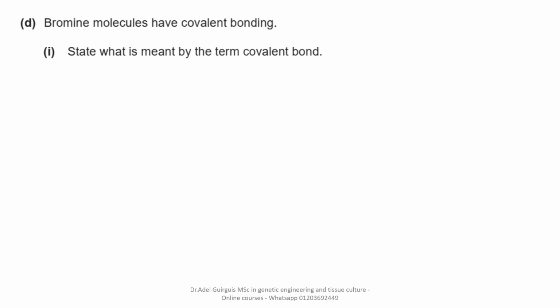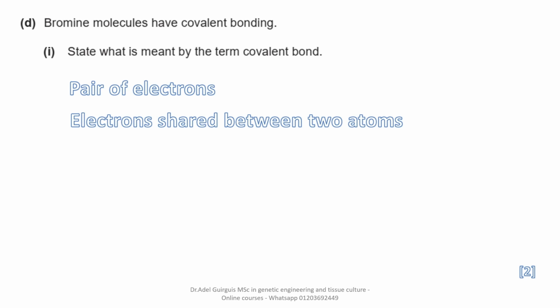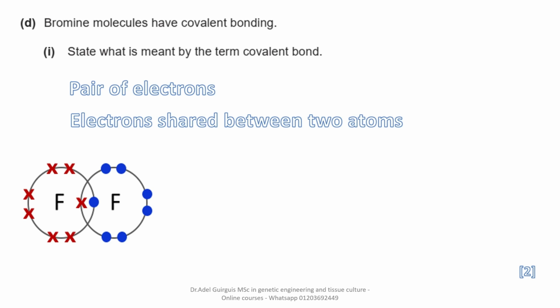Letter D. Bromine molecules have covalent bonding. State what is meant by the term covalent bond. A covalent bond means 2 electrons shared between 2 atoms. So, a pair of electrons shared between 2 atoms. These 2 electrons revolve around the nuclei of both atoms with the same speed at the same time. So for fluorine F2, 2 electrons are shared. This is called a pair of electrons.